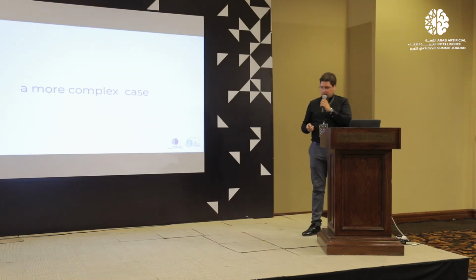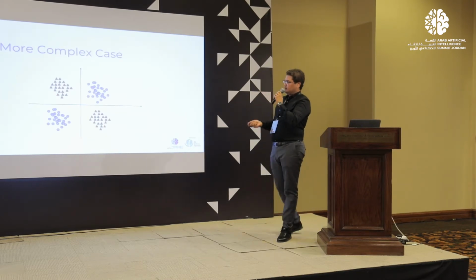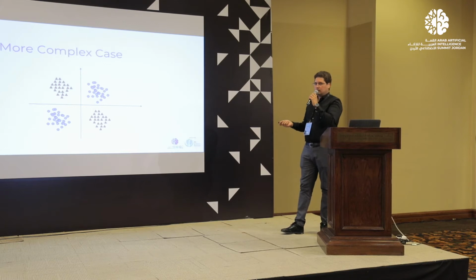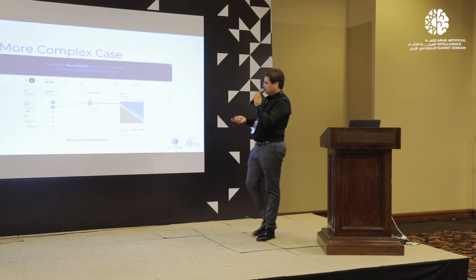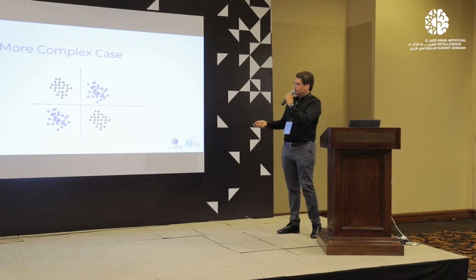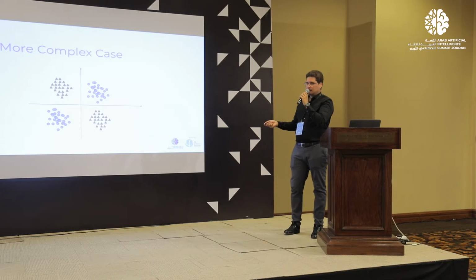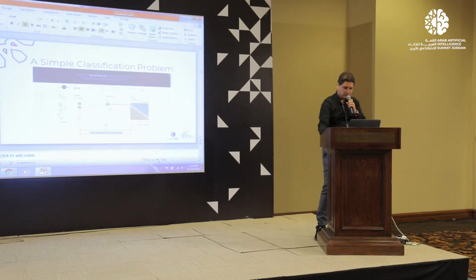So for a more complex case, like this one, this can never be done by a single artificial neuron. For this one we have to change the architecture, since we cannot get a line that differentiates between the two classes. So we have to add more layers or add more neurons.